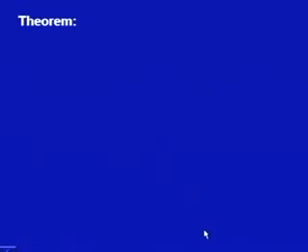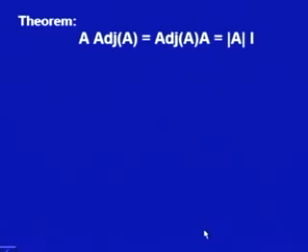Now, on the basis of this, we have a theorem which states that A multiplied by adjoint of A is equal to adjoint of A multiplied by A. It is commutative, and not only this, it is equal to determinant of A multiplied by identity. This is an important result. So, let us try to prove this.